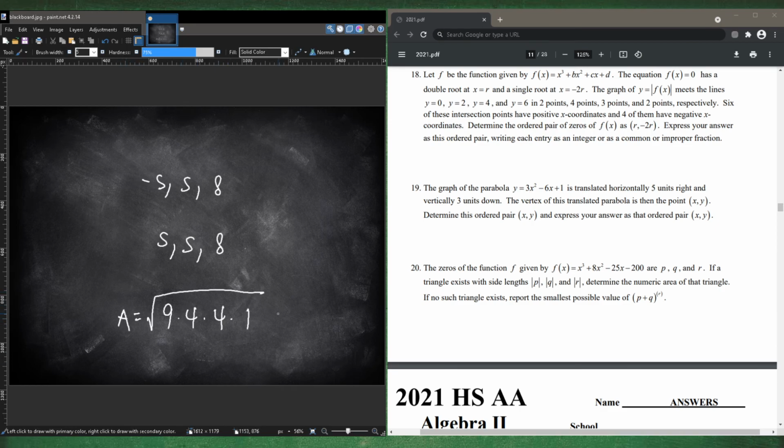And that's Heron's formula. So square root of 9 equals 3. Square root of 4 equals 2. Square root of 4 equals 2. Square root of 1 equals 1. So 3 times 2 times 2 equals 12. And that's your answer for number 20.